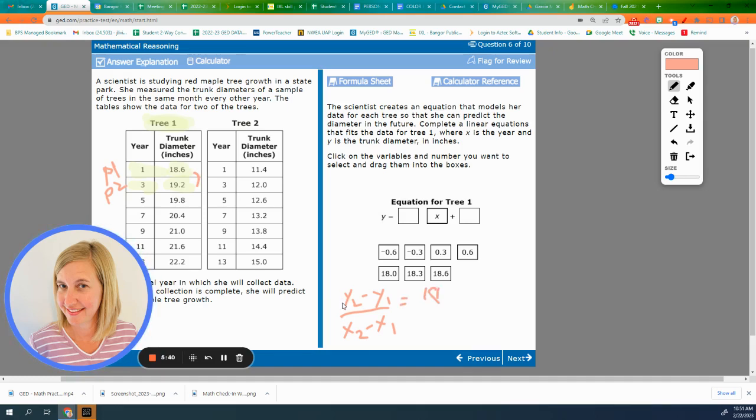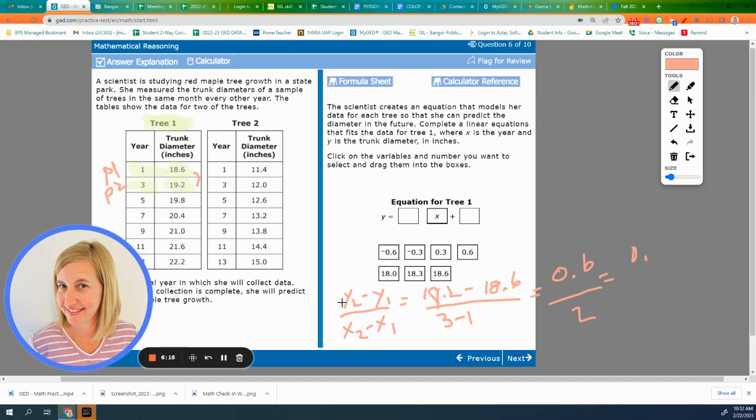So I've got 19.2, oops, my writing isn't so good there, sorry, minus 18.6, over the x2 minus x1, so 3 minus 1. So I've got 0.6, and if you do that on a calculator, over 2, which comes out to 0.3.